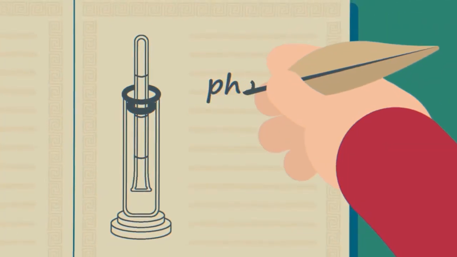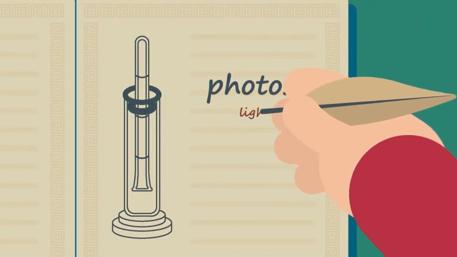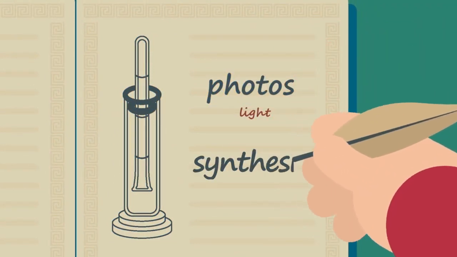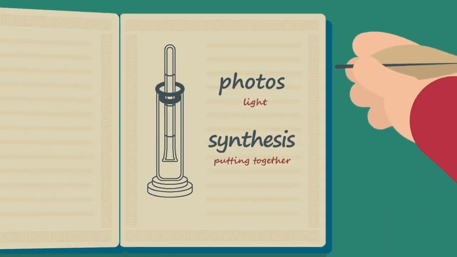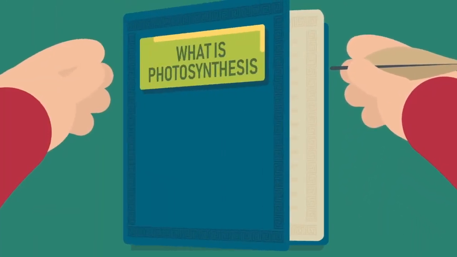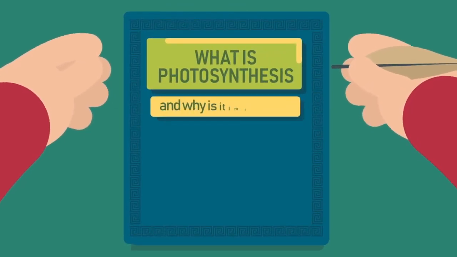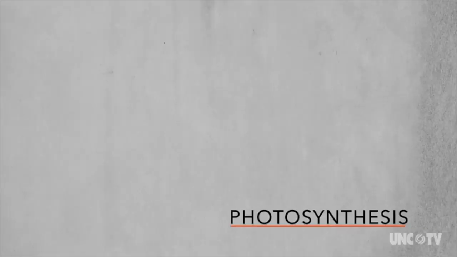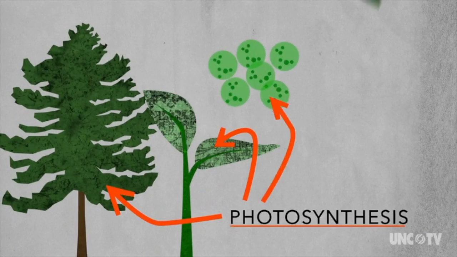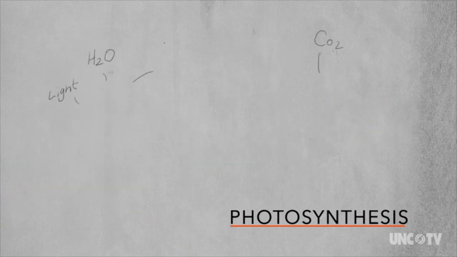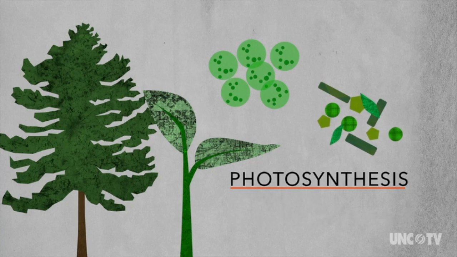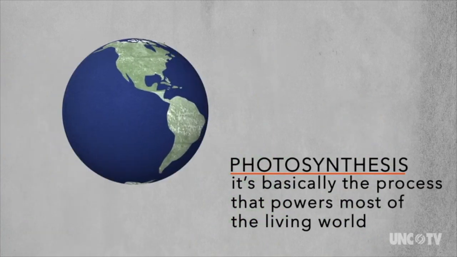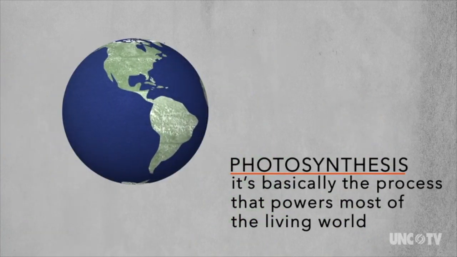You may already know that photos is the Greek word meaning light, and synthesis is another Greek word meaning putting together. However, what is photosynthesis and why is it important? Photosynthesis. Trees, plants, algae, and phytoplankton all do it. And yes, it's a crazy complicated process, but we should probably give it our consideration because it's basically the process that powers most of the living world.